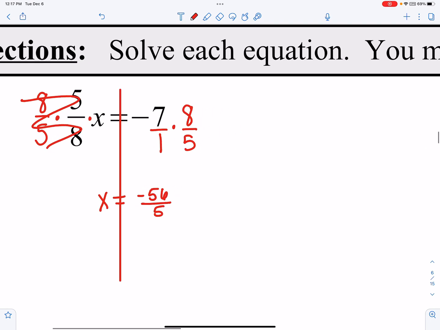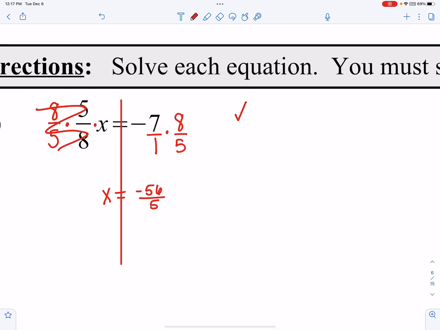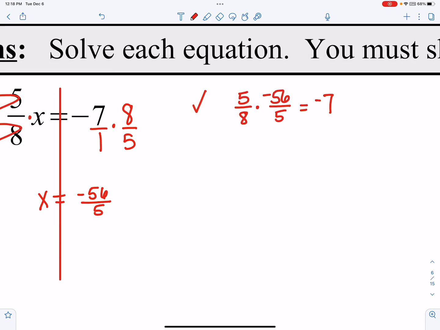Now we do need to do that annoying part of checking, but it's really important because this is where you find out you made mistakes sometimes, especially with the negatives. So I'm going to substitute exactly. I have 5/8 times x, and x is -56/5, equals -7, we hope. I'm going to cross simplify. Divided by 5 makes 1, divided by 8 is 1, and divided by 8 is -7. If you multiply straight across, you can see -7 equals -7, and this checks out.